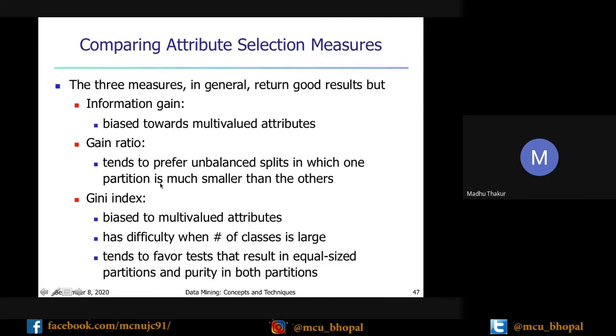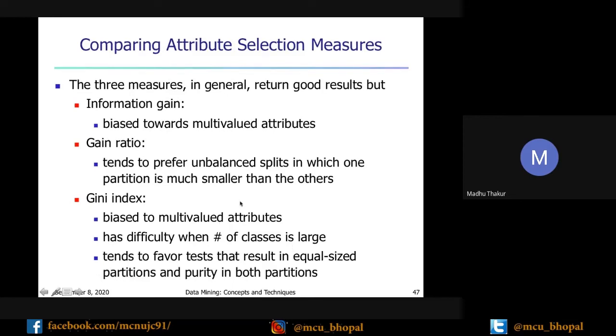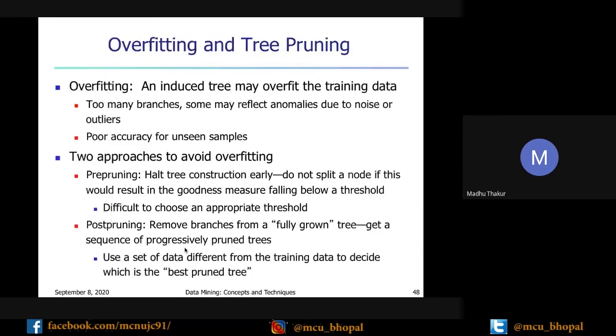And the gain ratio tends to prefer unbalanced splits, in which one partition is much smaller than the others. So when you use the gain ratio, a balanced split will not be done. This is the problem with the gain ratio. Gini index is also biased towards multi-valued attributes, and it has difficulty when the number of classes is large. In our last example, there were only two classes, yes or no, but when there are more classes, the Gini index does not give good output. So these are the three measures you can use to design your tree.